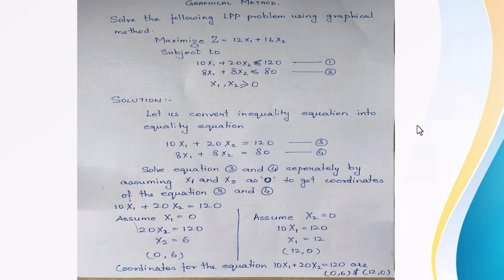So the equation will become 10x1 + 20 multiplied by 0 = 120. Then 10x1 + 0 = 120. 10x1 = 120. x1 = 120 divided by 10, that is 12. Okay, so here the x1 value is 12 and the x2 value is 0. So the coordinates will become (12, 0). So now we have the coordinates of the equation 10x1 + 20x2 = 120, and those are (0, 6) and (12, 0).